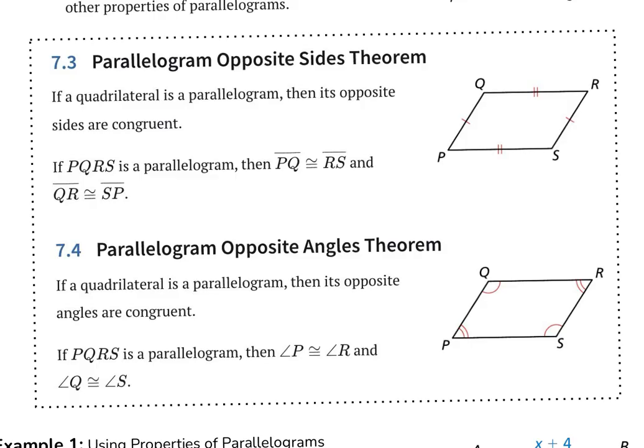So if we know that this is a parallelogram, then one thing that will always be true is opposite sides are congruent. So we know that QR and PS are congruent. We know that RS and PQ are congruent.